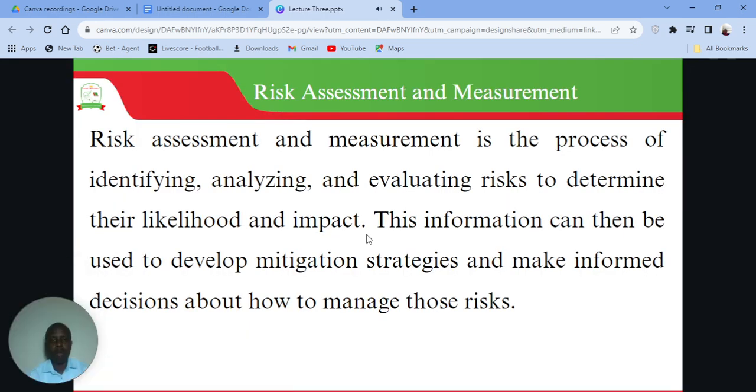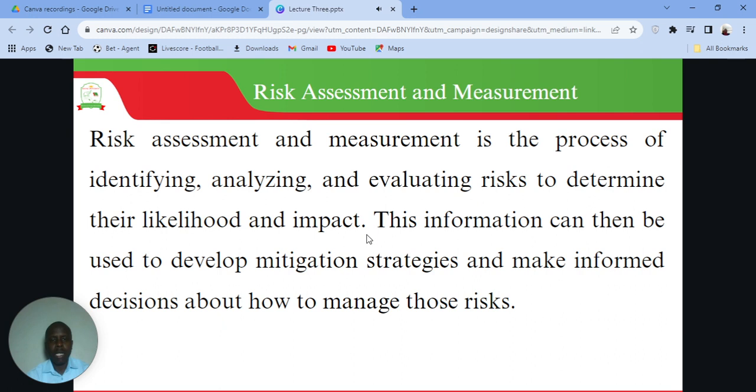Hello and welcome to this lecture, which is a continuation of our discussion on risk management. We now want to focus on risk assessment and measurement, and how we need to go about it in the supply chain processes or activities within the organization.